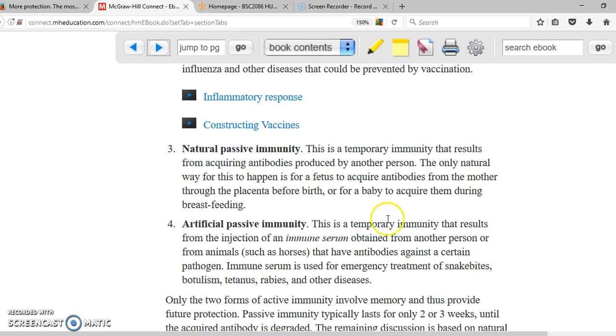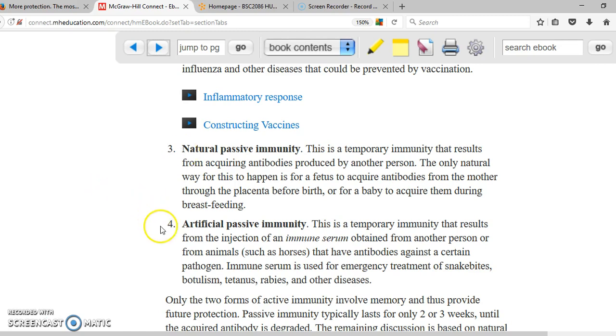We keep scrolling down. We have the next one, which is natural passive. So natural means that you got your own infection. Passive means that you did not create your own antibodies. In this case, your mom created the antibodies and your mom gave you the antibodies when she breastfed you and you were a baby.